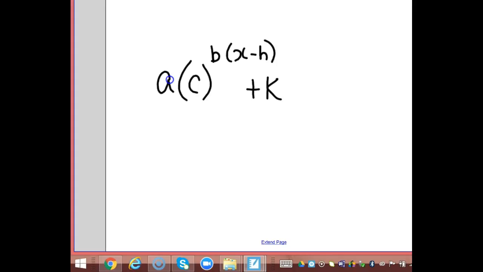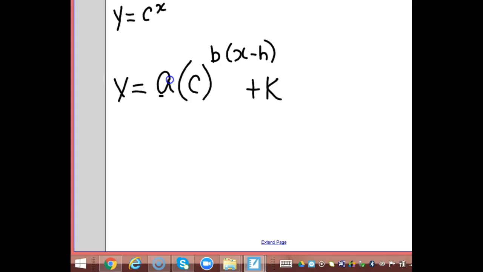This looks huge right now, but the base equation, our normal exponential equation, is c to the power of x or whatever. C could be any number, right? If c is a whole number, then it's increasing. And if c is a fraction, anywhere between 0 and 1, then it's decreasing.